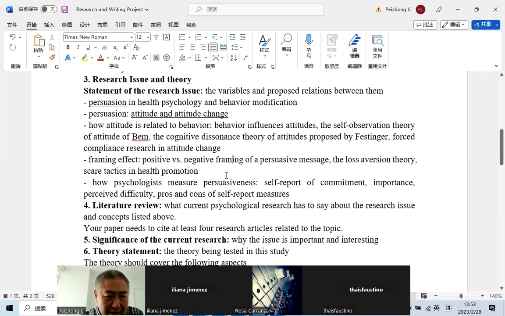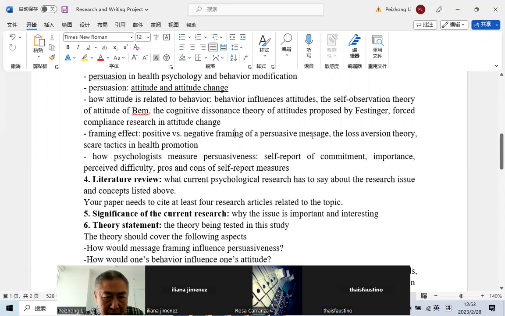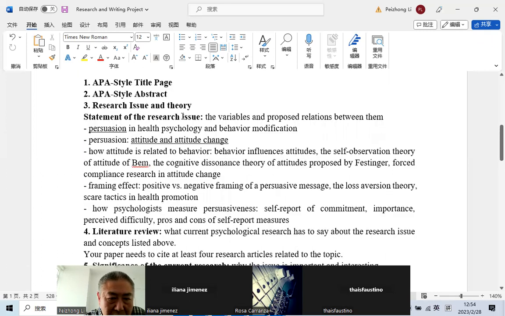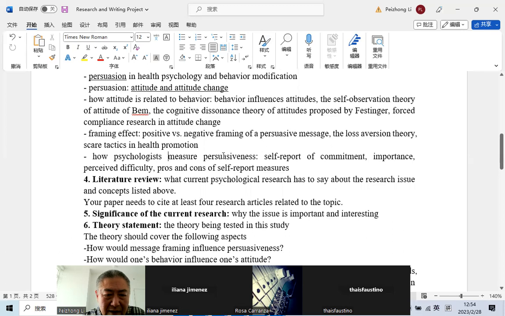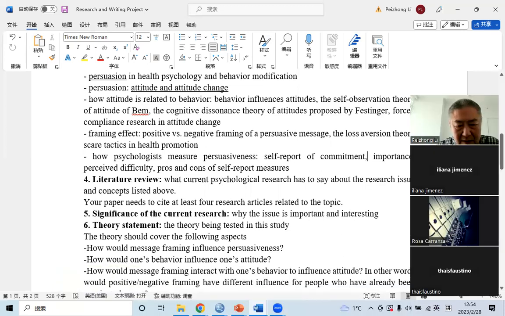So these are the key concepts that we are using in formulating the research issue. And then another related concept is how you measure persuasiveness, how you measure attitude, basically. What we're using is a self-report. So we use the self-report. We ask people to report their commitment.